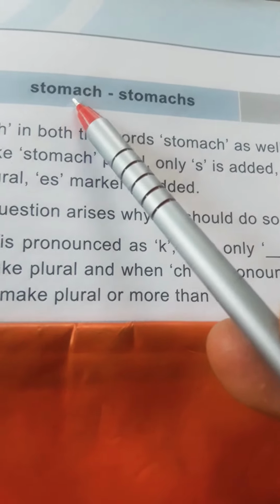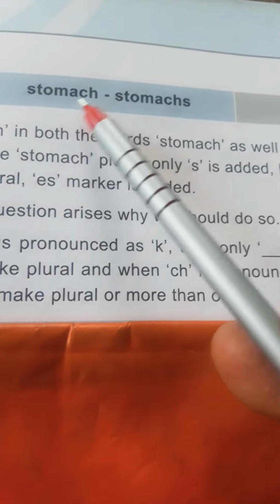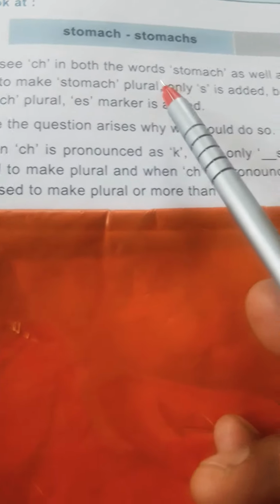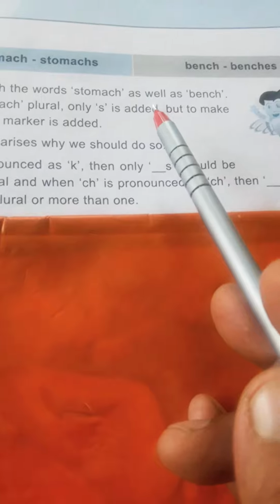How to make the plural of words ending with ch. Stomach, stomachs. Bench, benches. We see ch in both words. The first word is stomach, and the second word is bench.